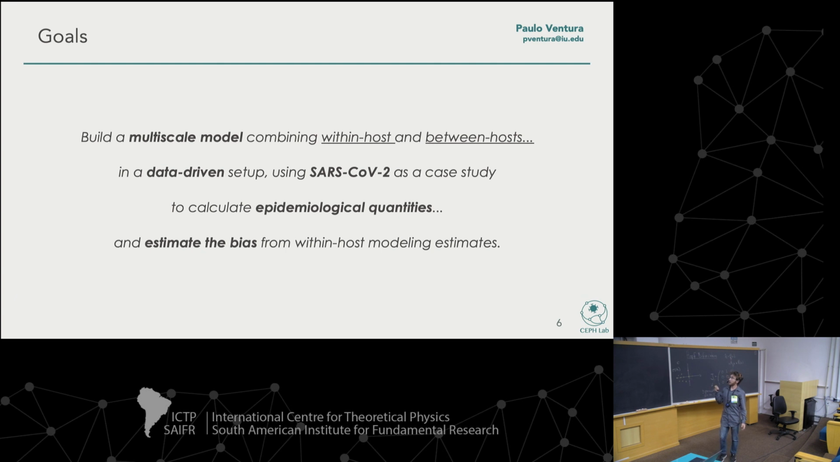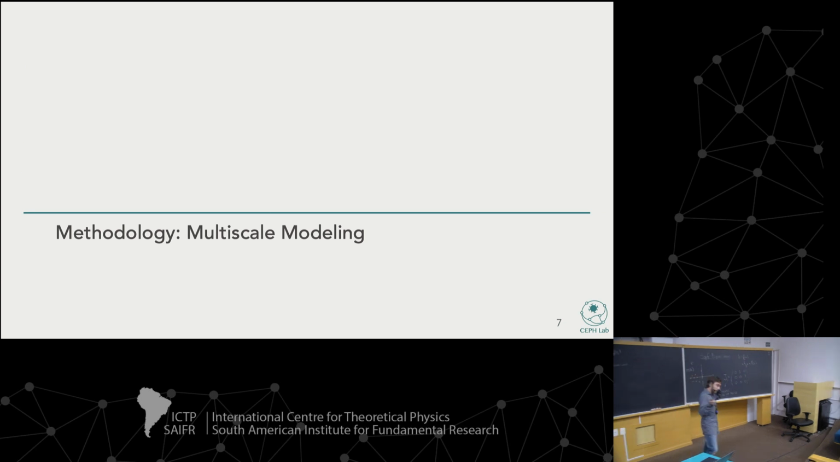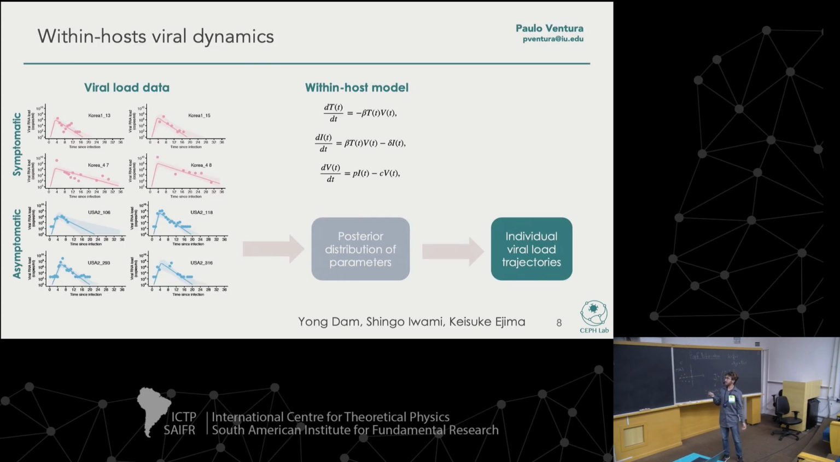So our goal, as stated, is to build a multi-scale model. And multi-scale means that we're going to combine the within host and a between host model, in a data-driven setup, using SARS-CoV-2 as a case study. And we chose SARS-CoV-2 because we have a lot of data about this pathogen. So we want to calculate epidemiological quantities using this multi-scale model and therefore estimate the biases that we get from within host models in this data-driven setup. Okay? So let me explain very briefly this multi-scale model that we built.